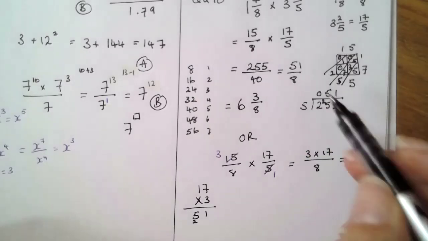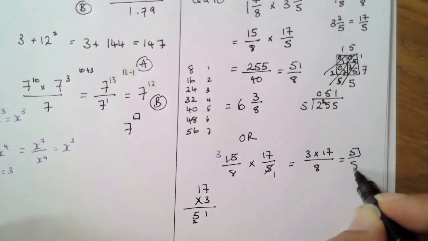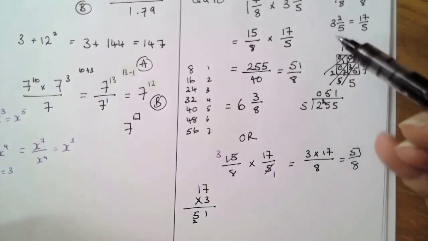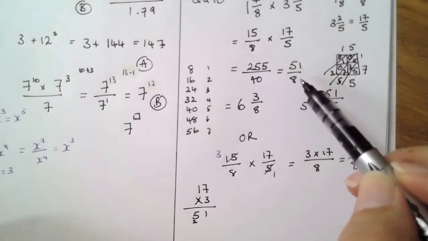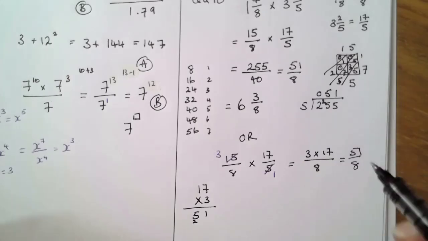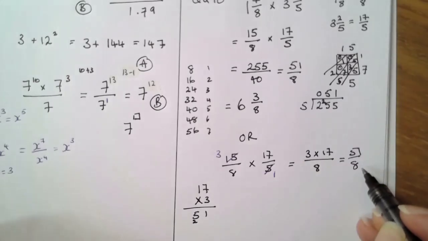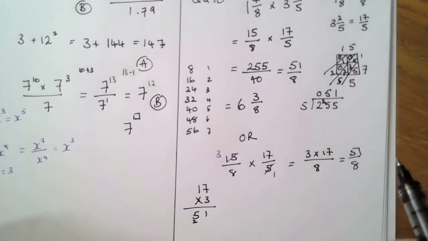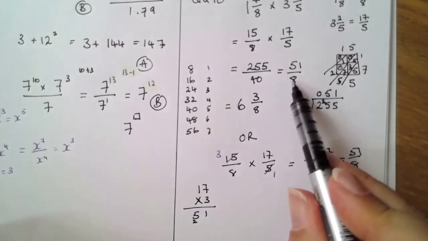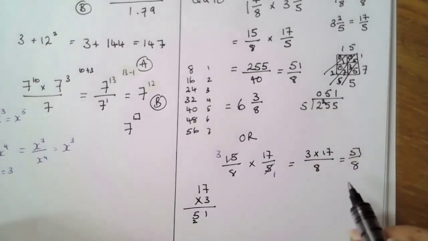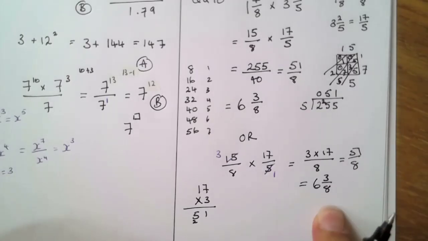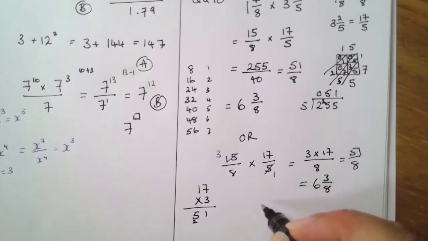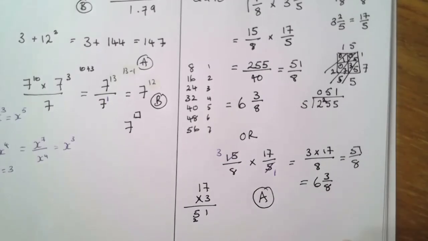This gives me my 51 over 8 straight away. So I didn't need to multiply 15 by 17 and then simplify it. I went straight to this simplified version. I can then take 51 divided by 8 straight to 6 and 3/8. Now this is where I hold my breath and just make sure that's the right answer. Luckily, it is.